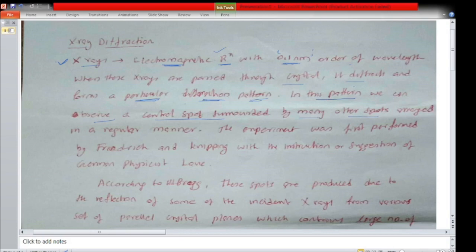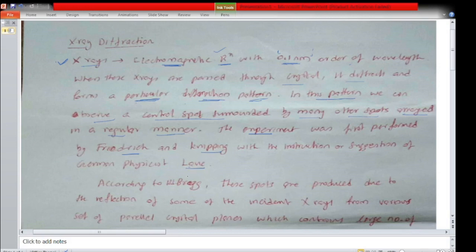Okay, and these spots are arranged in a regular manner. They are not irregular, or randomly arranged, but they are regular. We are getting that as a regular pattern. And this experiment, that is the passing of these X-rays through a crystal and observing that diffraction pattern, was first performed by Friedrich and Knipping, with the instruction of the German physicist Laue.